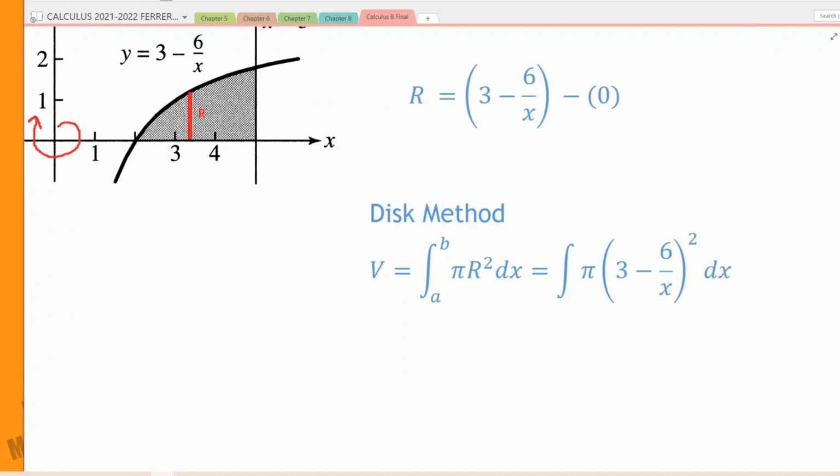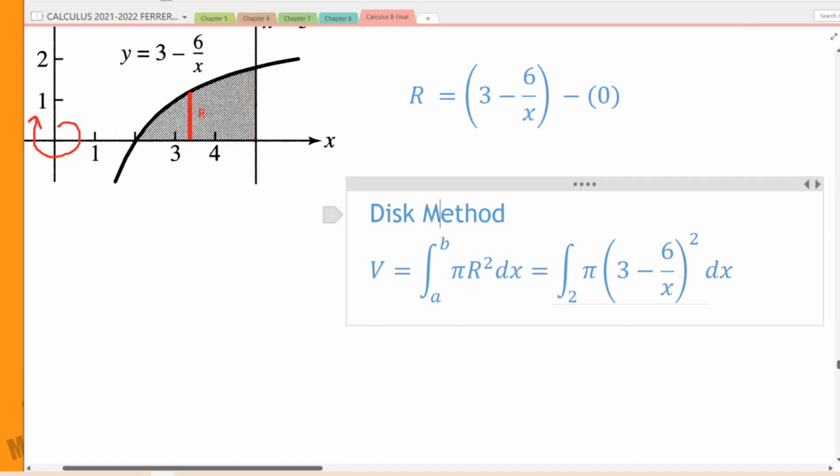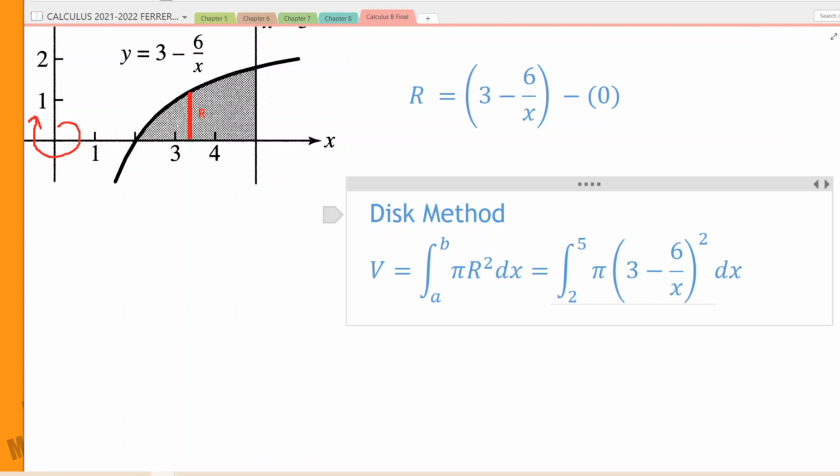Now, I'd like to remind you that earlier here we said that the smallest value of x here is going to be 2, and the biggest value of x over on the right side is going to be 5. So that's going to be my lower limit. A is 2, and b is going to be 5. And now that I have my integral set up, I can kind of move away from the figure and just start concentrating on integrating.